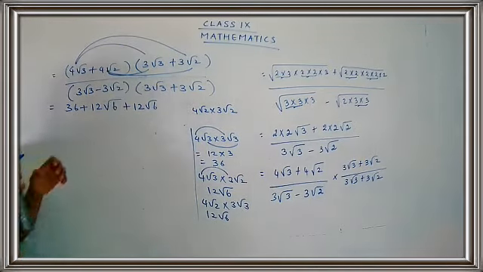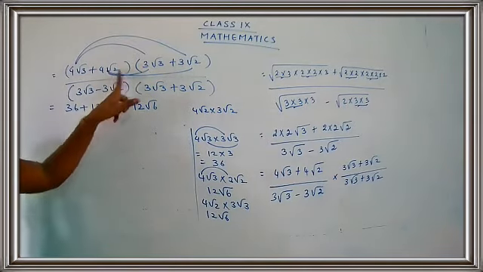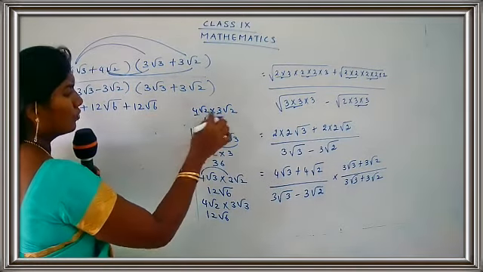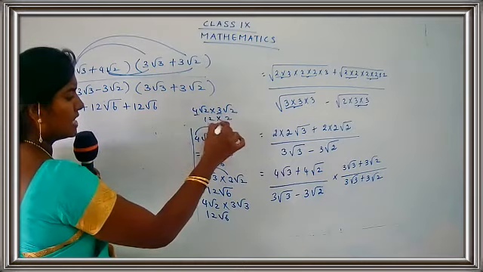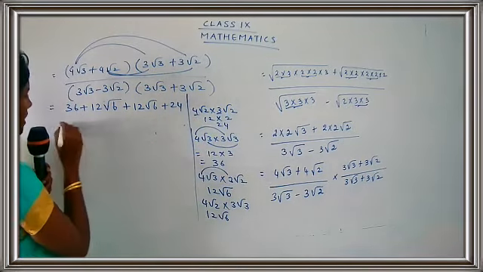Are you getting how to multiply? First, second, second, first, second, second. So 4 root 2 into 3 root 2. 4 3s are 12. Root 2 into root 2, it's 2. So the answer is 24. So you get here plus 24.